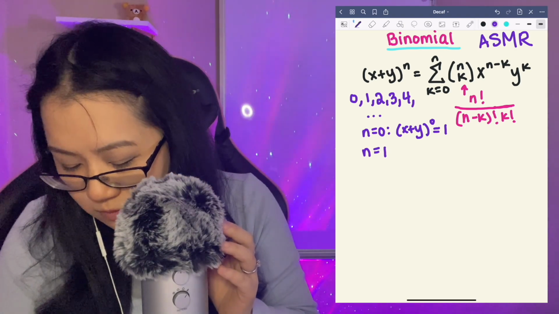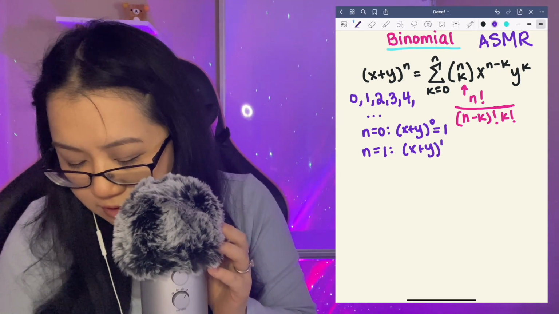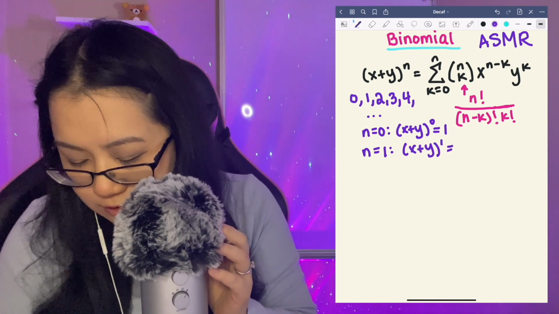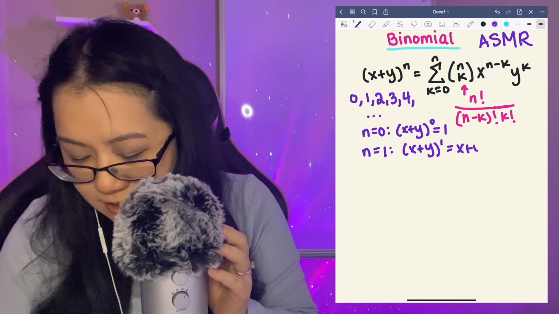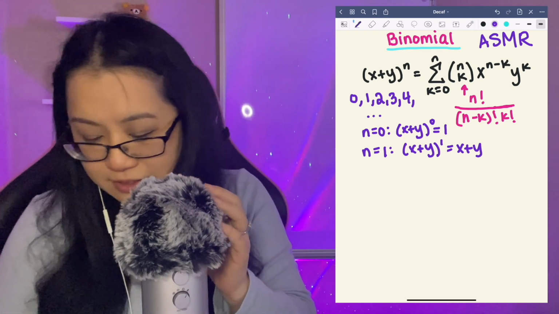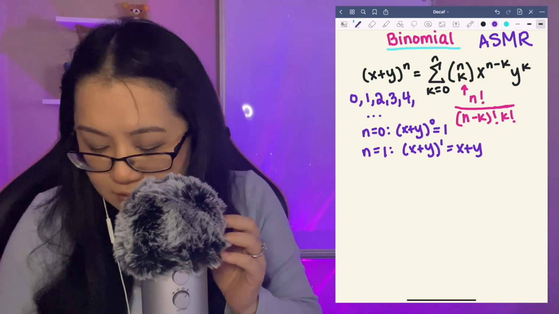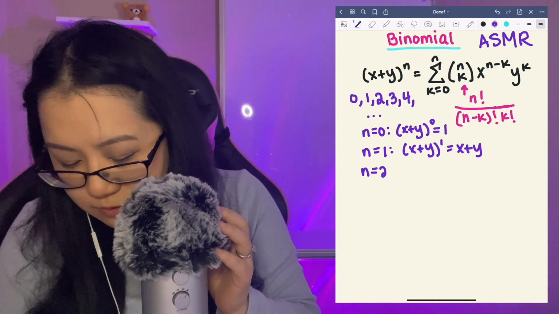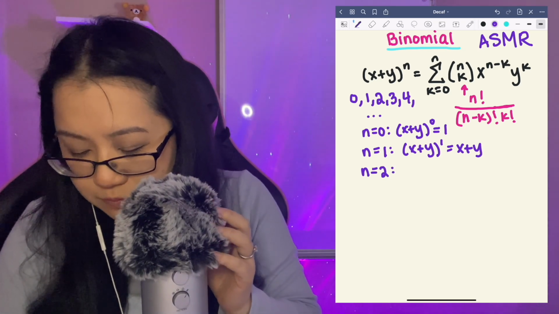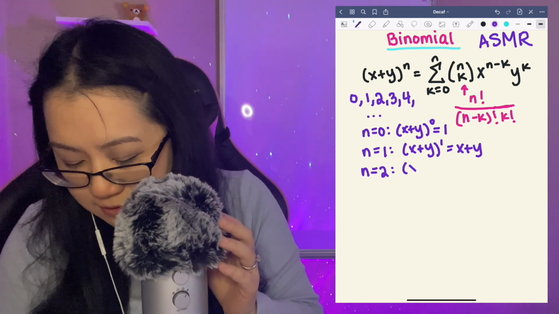If you do n equals 1, then we have x plus y to the 1 power, which is just x plus y. Anything to the power of 1 is itself. So we have x plus y, and I'm just trying to show the intuition here and the pattern, so we're not really writing this all out at the moment, but we'll come back to that.